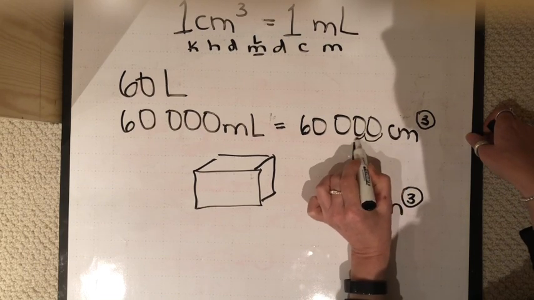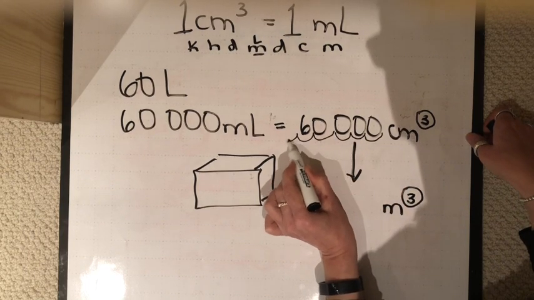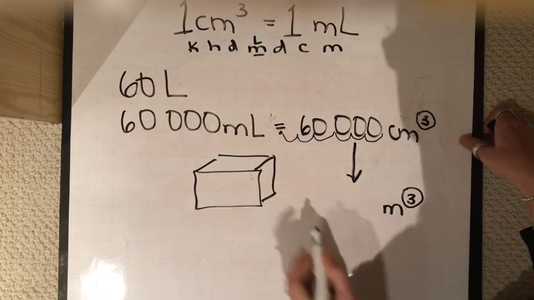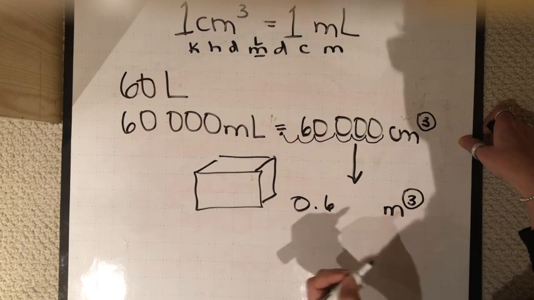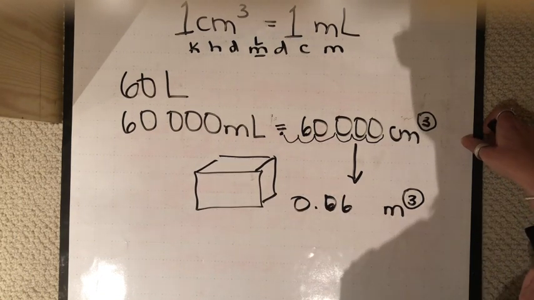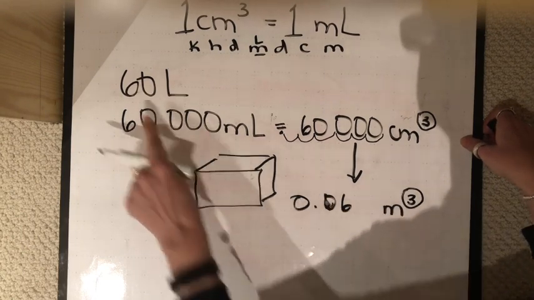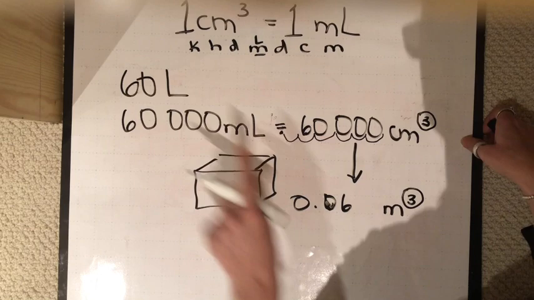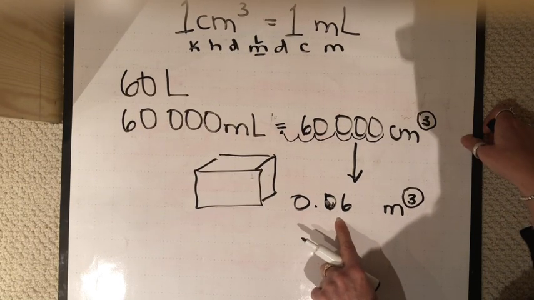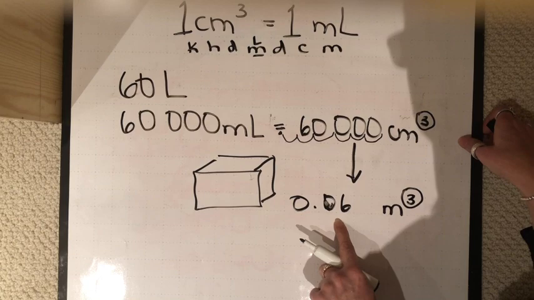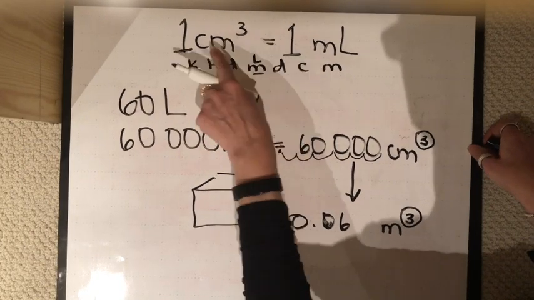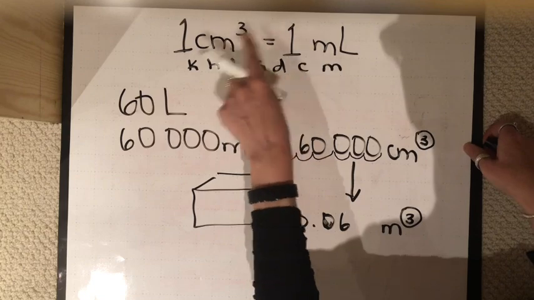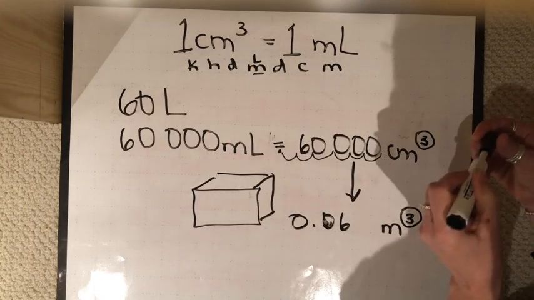So we're going to go 1, 2, 3, 4, 5, 6. Our new decimal is going to go there. So when I rewrite it, it's basically going to be 0.06 meters cubed. So 60 liters of water would be 0.6 meters cubed of volume. That's the size of box that I would need to be able to fit this amount of water into. So just always make sure that you're taking your measurements back to centimeters cubed or milliliters. That's really the only place that we can make that conversion.